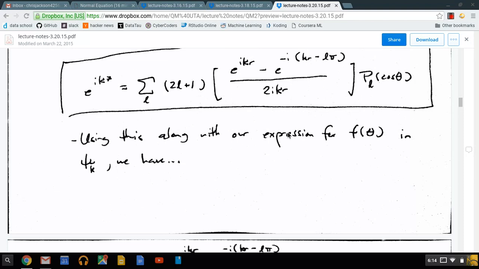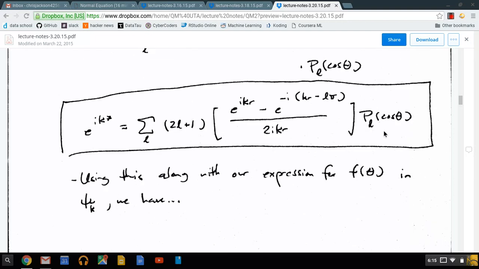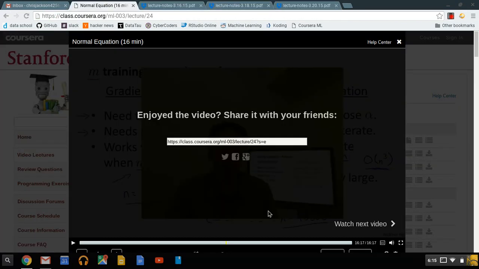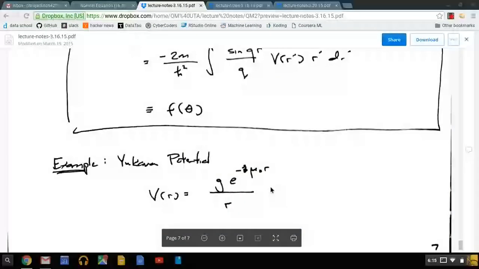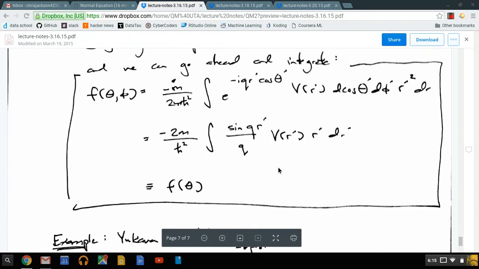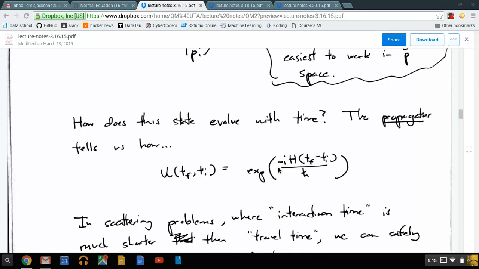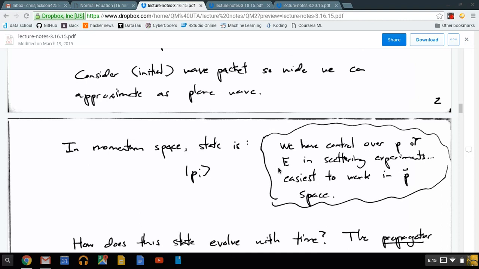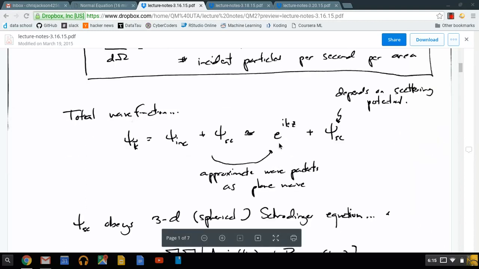So this is our plane wave. Here's a coefficient 2l plus 1. Here are the incoming and outgoing spherical waves, and here are the Legendre polynomials. But remember that when we wrote down the total wave in the very beginning, let's see if I can go back here. So this is our plane wave that we just wrote down.